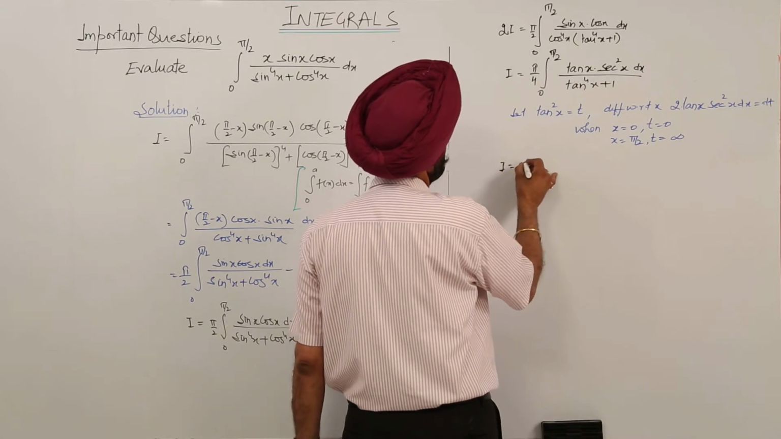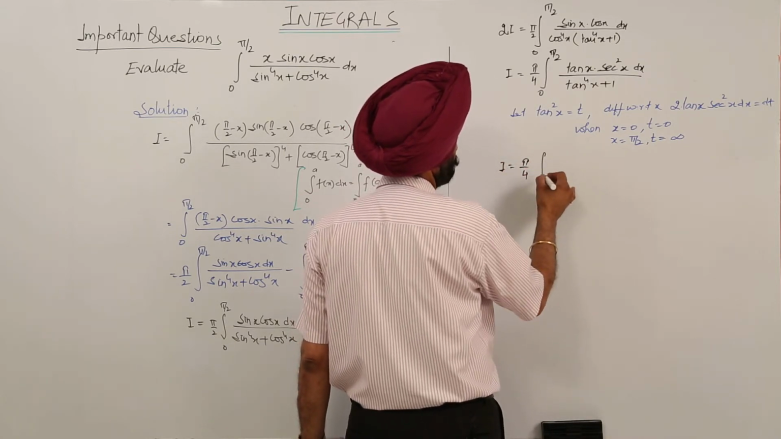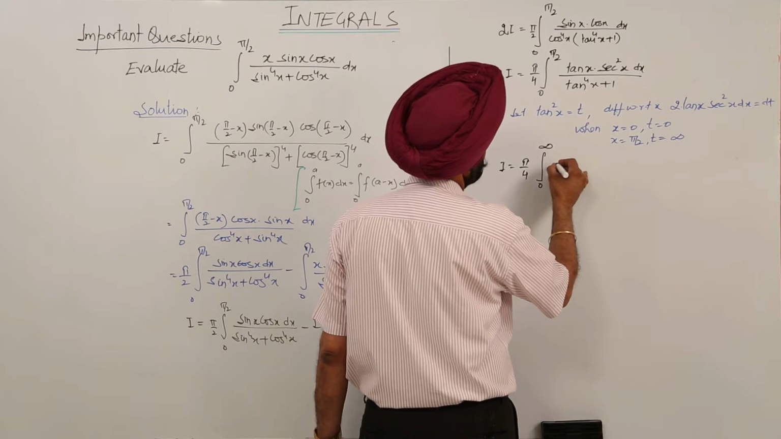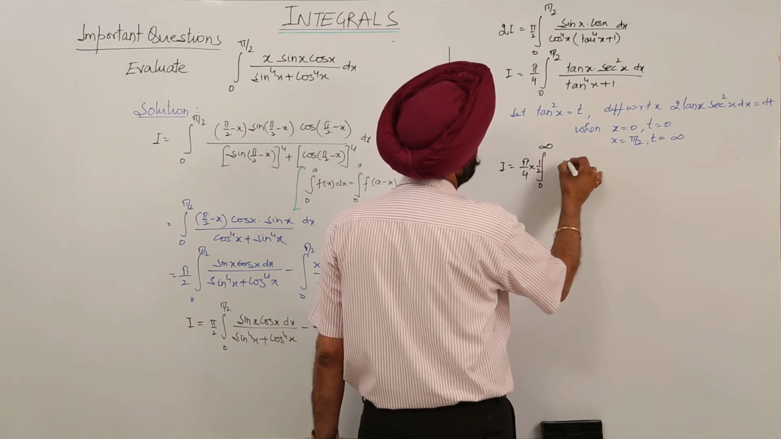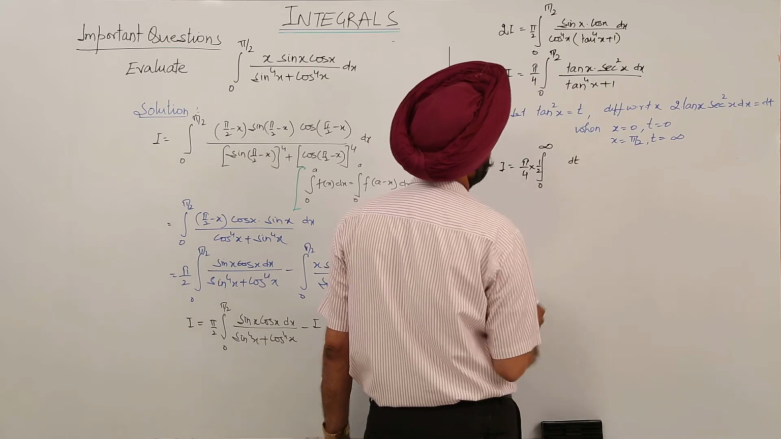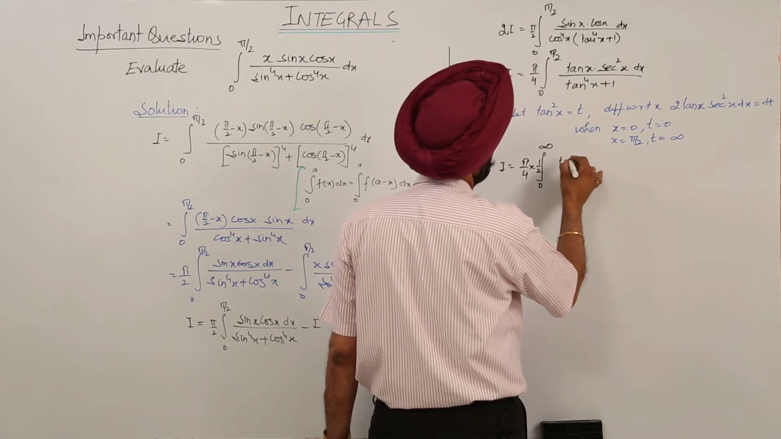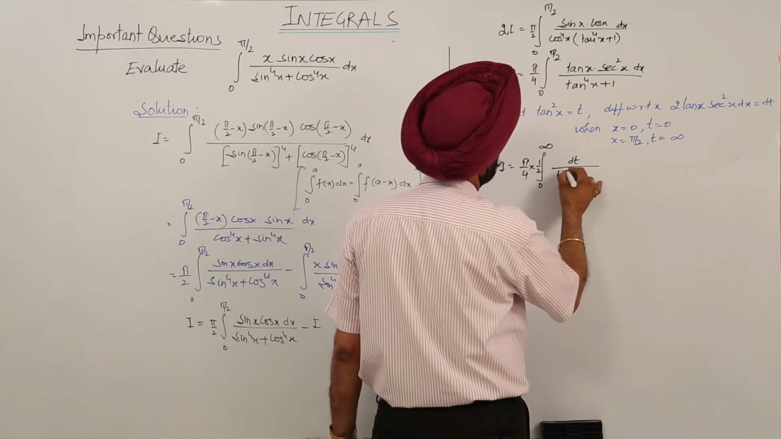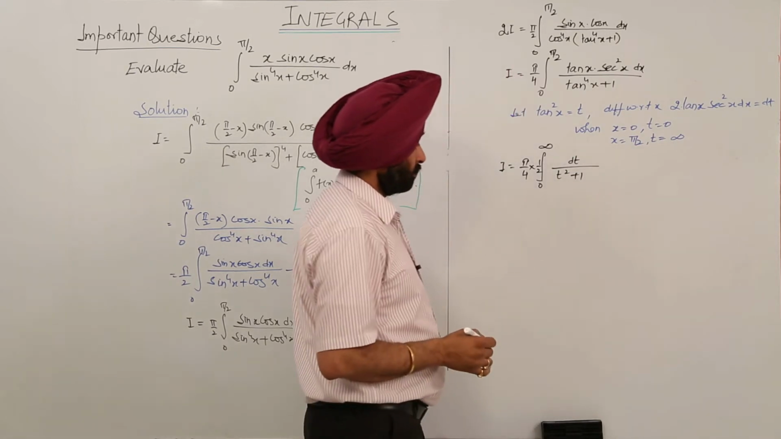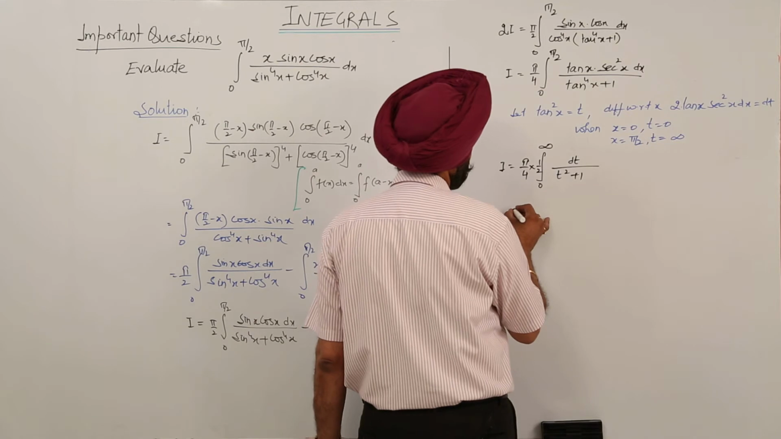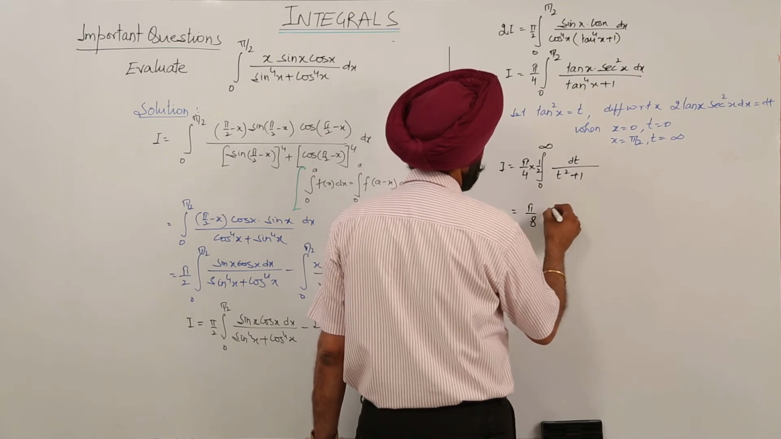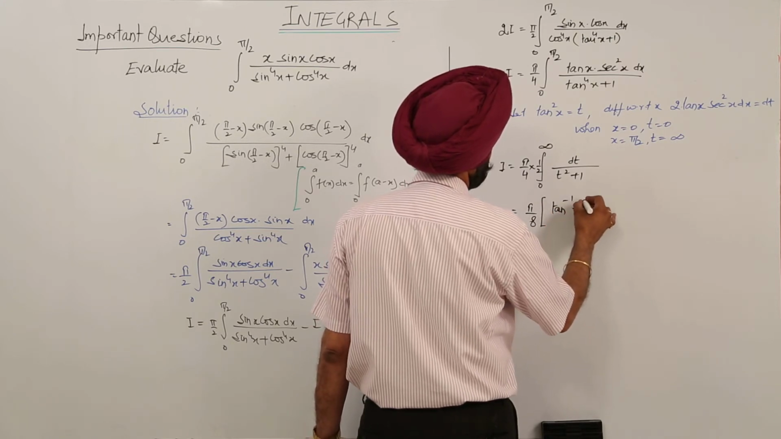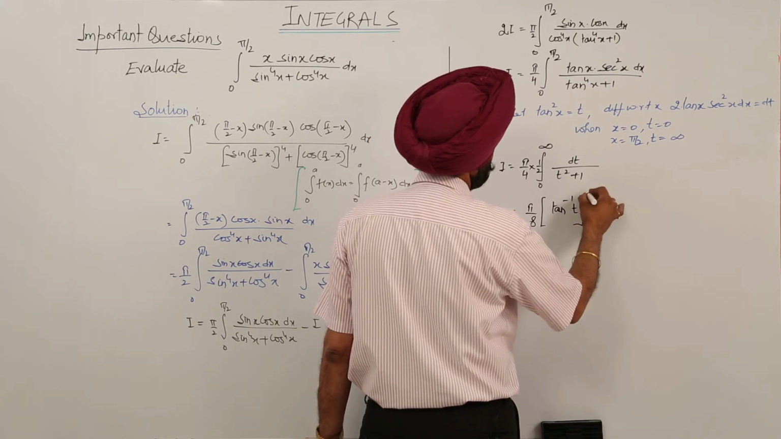Pi by 4, integral 0 to infinity, 1 upon 2, dt upon t square plus 1. Is it clear? Now this becomes pi upon 8 tan inverse t from 0 to infinity.